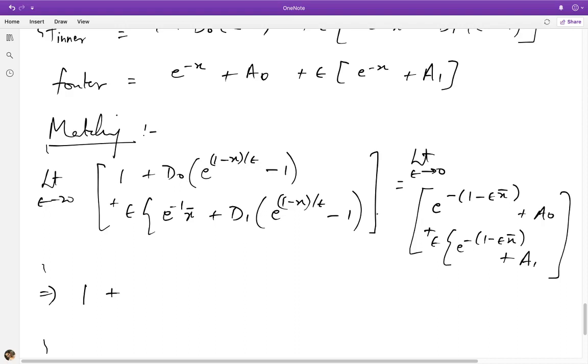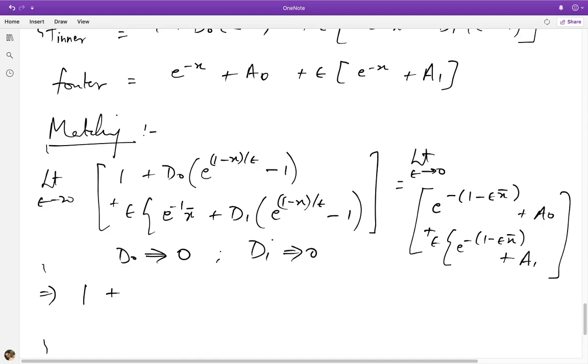So I get an arbitrarily large term as I take epsilon going to 0, and such a term cannot be balanced by anything in the outer solution, right? Because as epsilon goes to 0 here, I get only finite quantities at first and second order, whereas here I'm getting a quantity that goes to infinity. So the only way I can match this solution with the core is if I set d naught to be equal to 0. So already the matching has told me that d naught must be 0. Similarly, you will see that d1 also must go to 0 because of the same argument here.